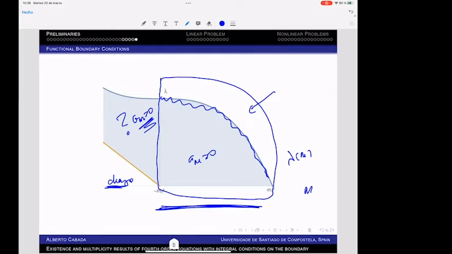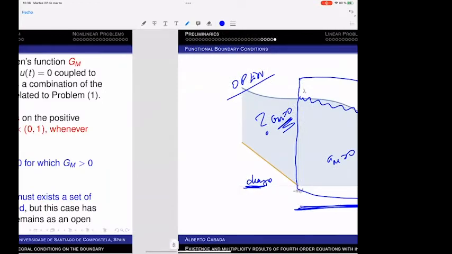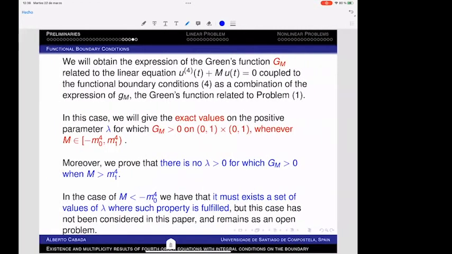What I say is that here g_m changes, on this side. But this side is open. We don't know what happens here. So this is what we have.